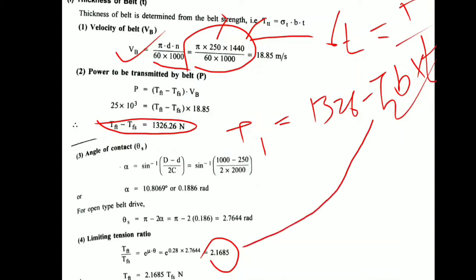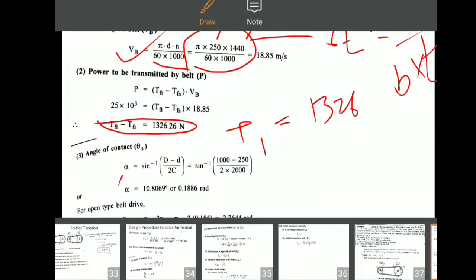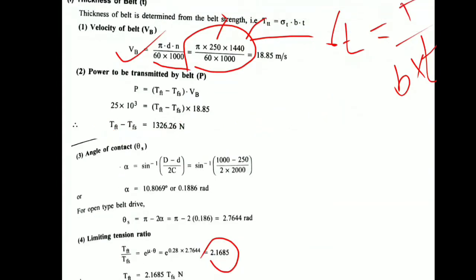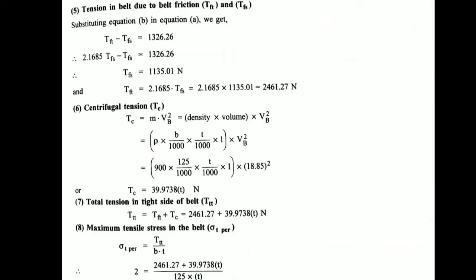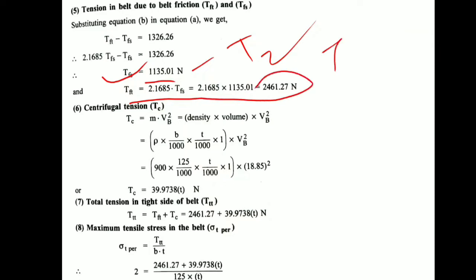Like this way we need to calculate, just check it. If I take T1 equal to 2.16 times T2, I will have to put this value of T1 in the equation. By solving this, I'll get the values of T1 and T2. First of all, T2 comes out to be 1135.01 Newton, and T1 is equal to 2.16 times that, therefore it will be 2461 Newton. So here we get the values of T1 and T2.